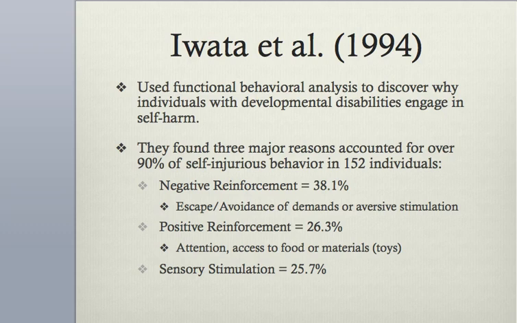A little over 26% were responding to positive reinforcement. Self-injurious behavior led immediately to attention or access to food or toys or physical affection from the care staff. And another 25% engaged in self-injury for self-stimulatory reasons. Those three purposes lead to three very different kinds of interventions. You need to use particular interventions to deal with these kinds of consequences. And so Iwata's work helped us to discover that, in fact, not everyone engages in the same behaviors for the same reasons.